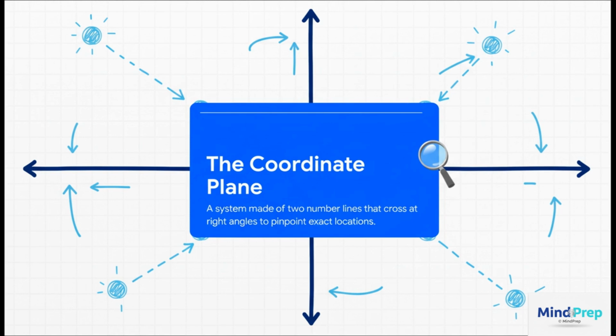You know, it sounds complicated, but it's a surprisingly simple system. All it is is two number lines, one going side to side and one going up and down. And where they cross, they create this perfect grid. This grid, this is the map we're going to be exploring.